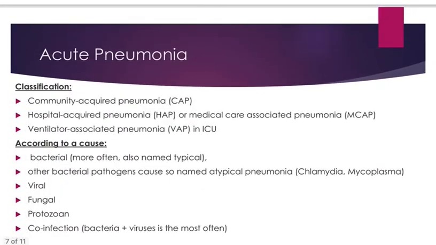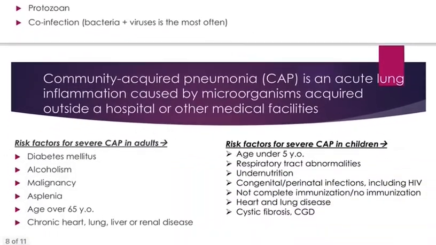Next is about acute pneumonia, which we classify according to setting: community-acquired pneumonia, which we call CAP, hospital-acquired pneumonia, or medical care-associated pneumonia. The third one is ventilator-associated pneumonia in case of ICU. According to cause, they are caused by bacteria, and other bacterial pathogens that cause atypical pneumonia are Chlamydia or Mycoplasma. It is also caused by viruses, fungi, protozoa, and co-infections caused by both bacteria and viruses.